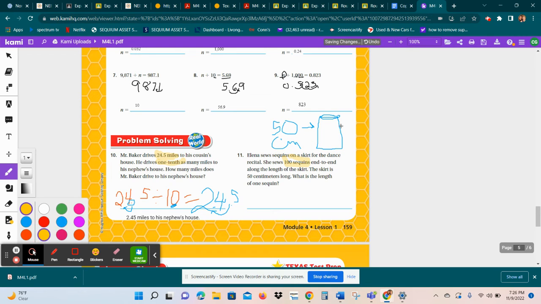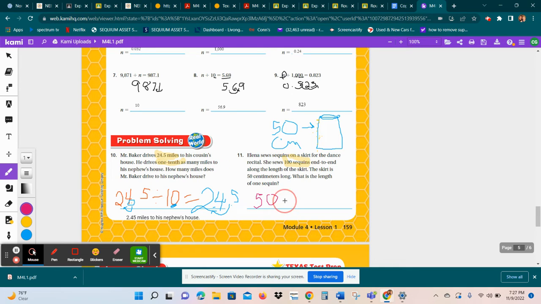And I'll put the sequins along this side. She put 100 of them. Okay, so I'm just going to be putting dots, dots, dots, dots, dots, dots. So she put 100 of the sequins on the side, right? So it's asking, what is the length of one sequin? So I'm going to go ahead and write out the equation. I know that the skirt is 50 centimeters long. So I'm going to have the 50.